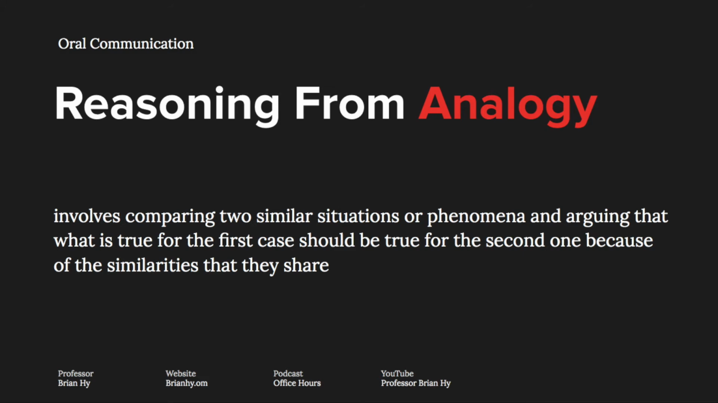Reasoning from analogy involves comparing two similar situations or phenomena and arguing that what is true for the first case should be true for the second one because of the similarities. An argument from an analogy often begins with a simile or metaphor that draws a comparison between two dissimilar things. You transfer meaning from the first situation to the second one and build a justification for why that conclusion is appropriate.